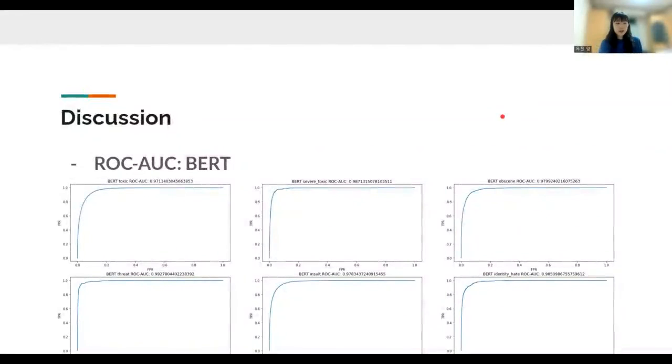After training, we test the model with the test dataset that was given by Kaggle. First, we check the ROC AUC, which means that if the area under the curve becomes closer to 1, it has high accuracy. These 6 figures mean toxic, severe toxic, obscene, threat, insult, and identity hate, respectively. BERT model's curve was similar to the ideal case, and its values are bigger than 0.9, so we can consider that it was a great model.